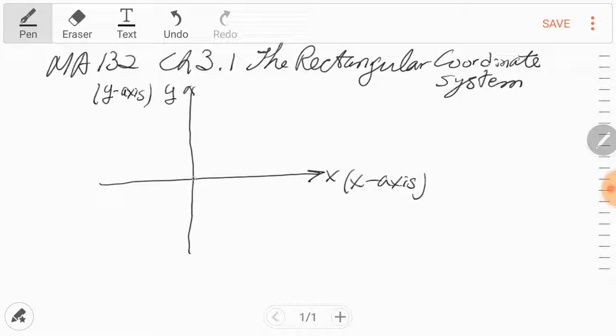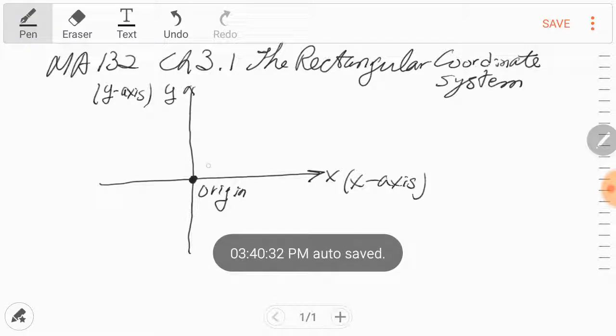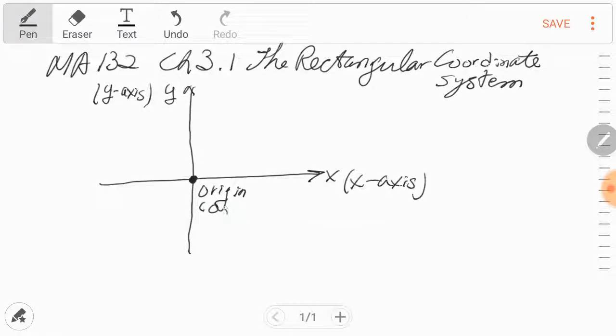So the intersection of these two number lines is the origin. The number starts from this origin. The coordinate of this origin is: x value is 0 and y value is 0. So let me write the origin is (0, 0).